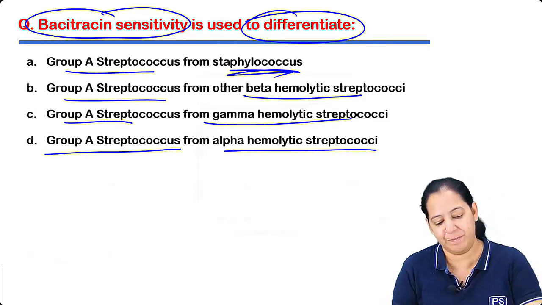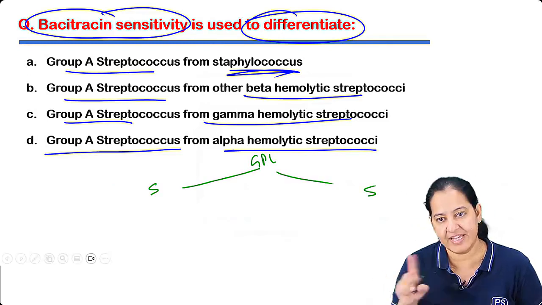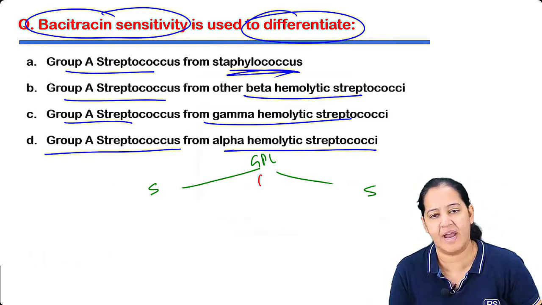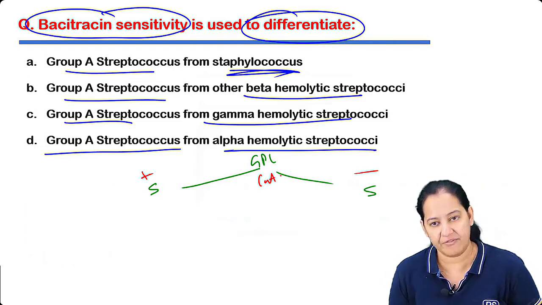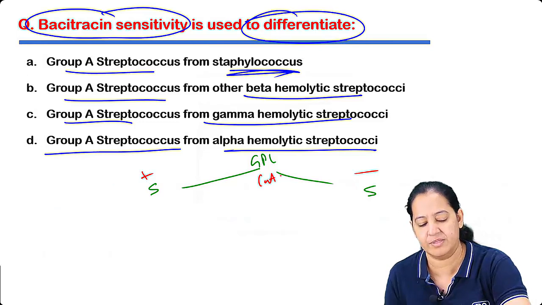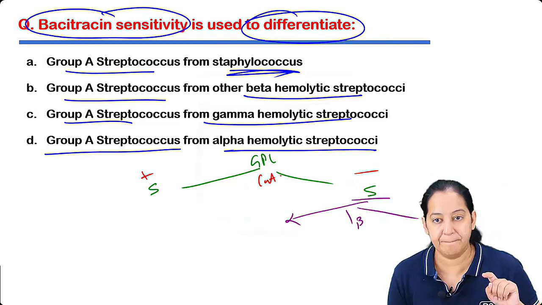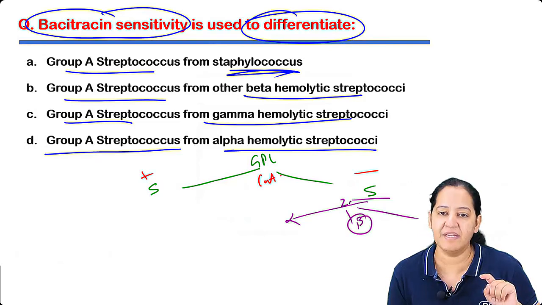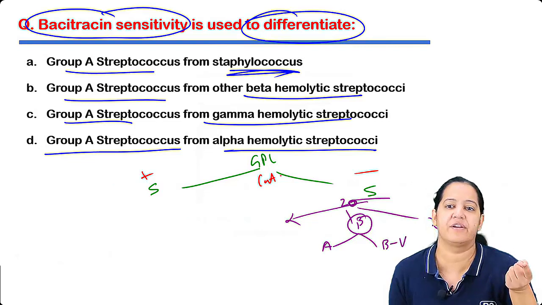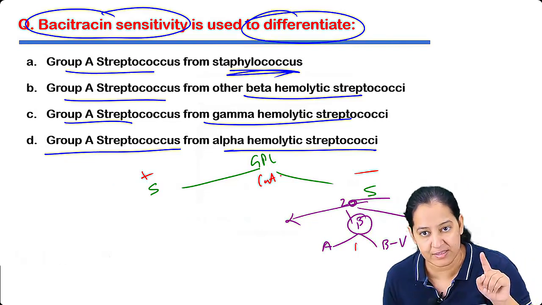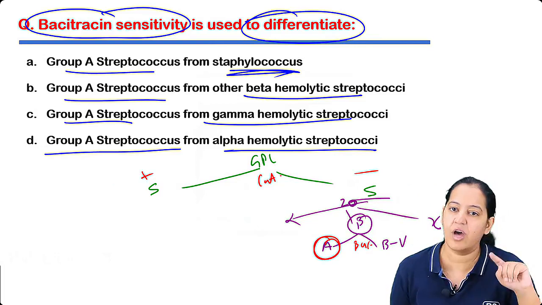So we have 2 GPC. Please see the approach. We have 2 GPC, staph and strep. So the test which differentiates the 2 is catalase. Catalase differentiates the staph and strep. Okay? Staph में positive, strep में negative. After that we continue with strep. Strep में we have 3, alpha, beta, gamma. The beta is of 20 types, from which group A is different and the rest are different. है ना. So we apply bacitracin test. This one is sensitive, so bacitracin sensitive. Rest all are bacitracin resistant.